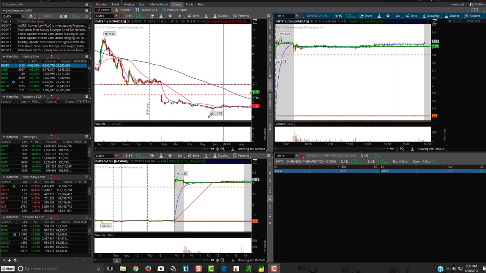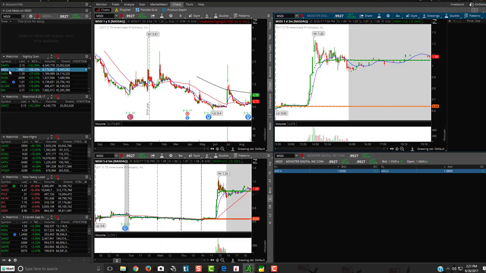So this one right here, obviously it's in the gap, it traded sideways. That usually happens with a buyout. But I will put DMTX on the watch list just to keep an eye on it because it's going to do something. It's either going to go up and fill the gap or it's going to fail. So we'll put that on the watch list. MSDI.